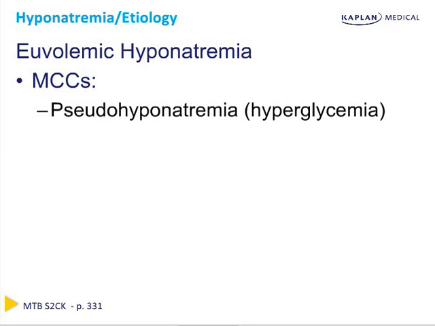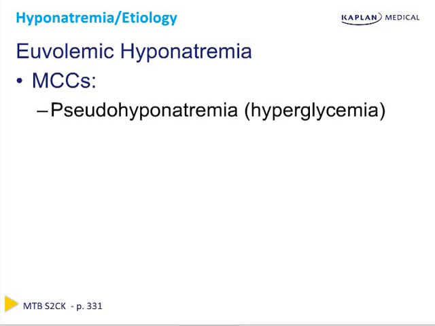And this happens because when there are very high levels of glucose in the blood, that acts as an osmotic draw. Water will leave the intracellular space and follow the glucose particles into the extracellular space. With increased fluid in the extracellular space, that dilutes the sodium levels that are actually there. So in pseudo-hyponatremia, there's no change in the amount of sodium in the body. It's just that the fluid has shifted from intracellular to extracellular, and it appears that the concentration has gone down.